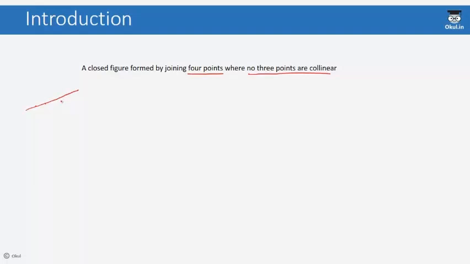Let's take a look at another case. This is point 1, 2, 3 and 4. Here these 3 points are collinear and if we join all the points we'll get a triangle. And now if 3 points are not collinear then we'll get something like this, and if we join we'll get this kind of figure. This is called a quadrilateral.